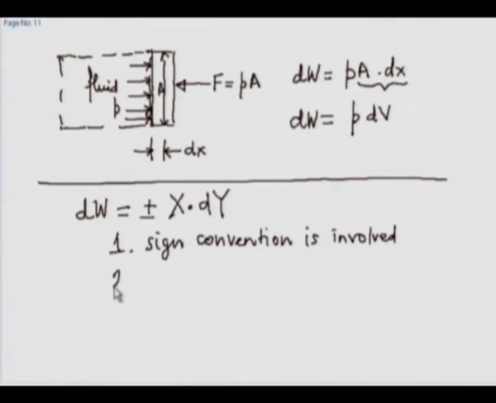Then we should also notice that some work interactions are one way, some work interactions are two way. For example, take this illustration which is on this slide.